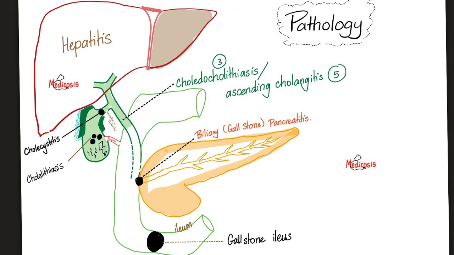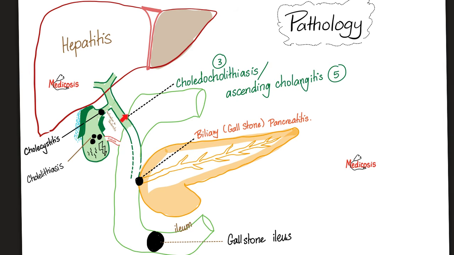If it's really too bad and you're too old and too sick with hypotension and altered mental status, it's called ascending cholangitis. Chol means bile. Angio means vessel, bile vessel. Itis, inflammation, inflammation of bile vessels.